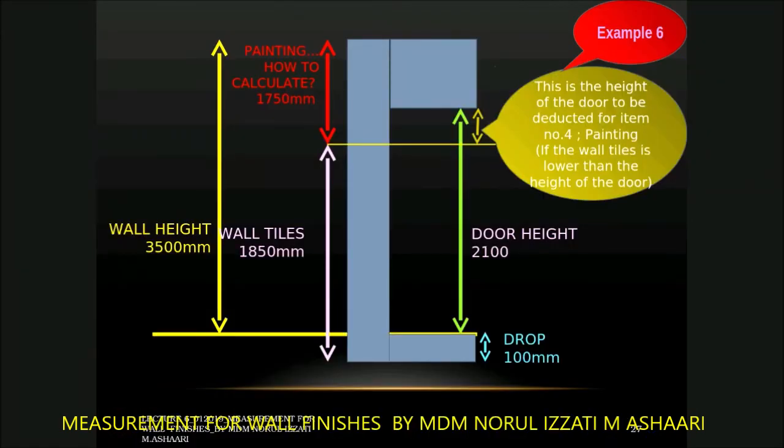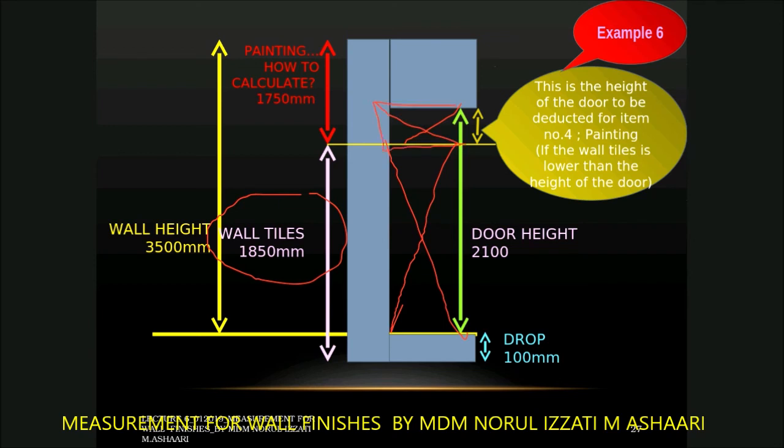Next one. This is another example, but I would like to highlight here the area of the door that you have to deduct if the wall tiles is below the door area. Because sometimes I already give you the wall tiles 1850, and then the student needs to deduct the area of the door. So they simply take deduction of the door for the whole area. That is definitely wrong. So what you need to do is only deduct the area for the door here to measure the wall tiles, and then when you measure the painting, you have to deduct the door area at this point only.